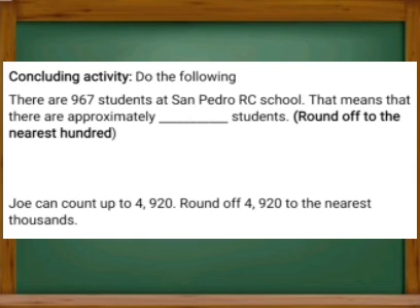The first word problem says, there are 967 students at San Pedro Arce School. That means that there are approximately blank students. So you need to round off the number 967 to the nearest hundred. Next word problem. Joe can count up to 4,920. Round off 4,920 to the nearest thousands. These word problems, you are going to do the same as how you did from number 1 to 10.